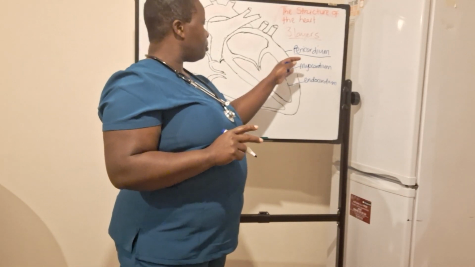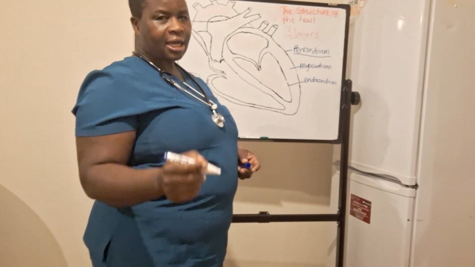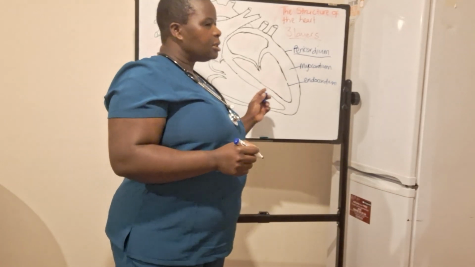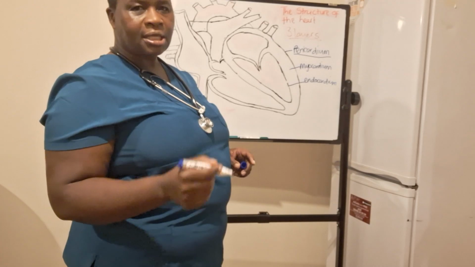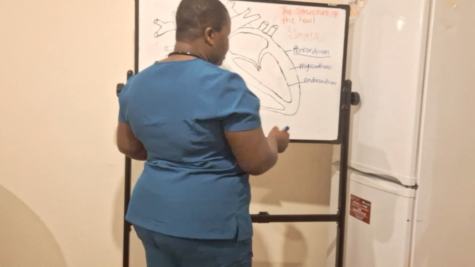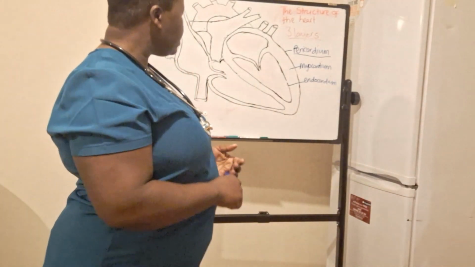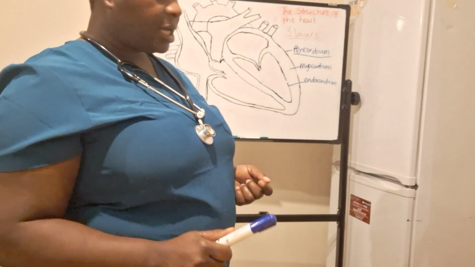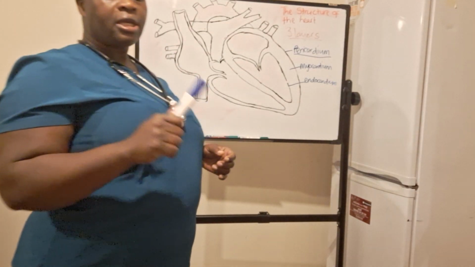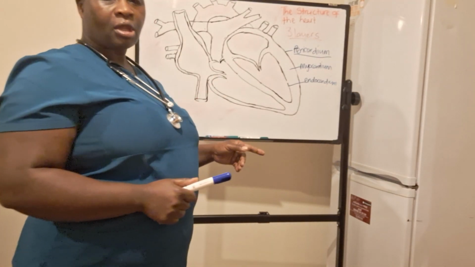The outer part of the pericardium is called the fibrous pericardium, and the inner part of the pericardium is called the serous pericardium. So the fibrous pericardium is the one I want to talk about first. The fibrous pericardium is composed of inelastic, dense, and irregular connective tissue.